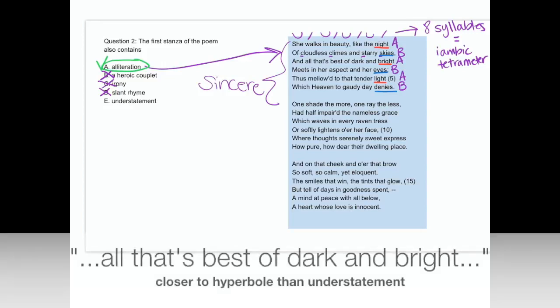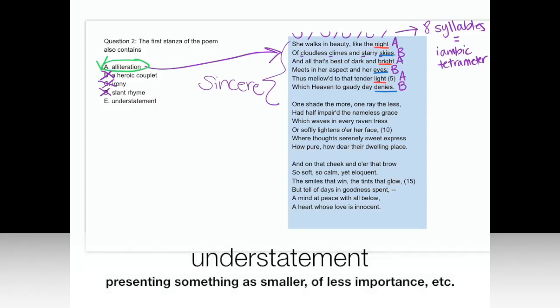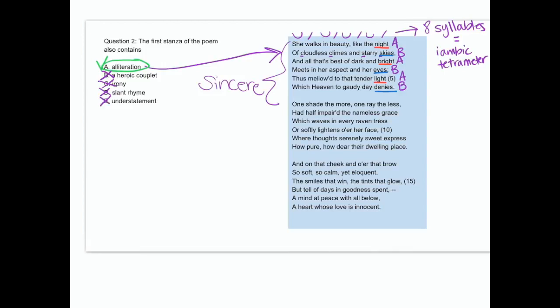All that's best of dark and bright meet in her aspect and her eyes is actually closer to overstatement or hyperbole, although it doesn't have to be. But certainly the speaker doesn't make anything sound less or less important than it actually is, so no. And the correct answer is, of course, A. Alliteration.